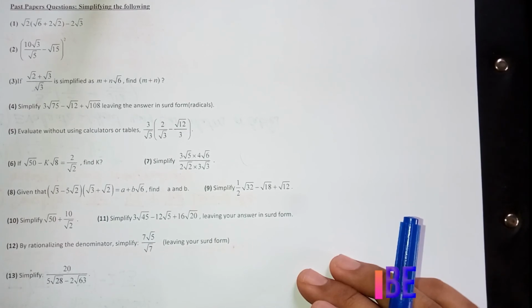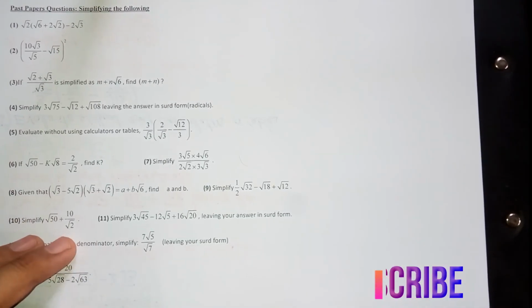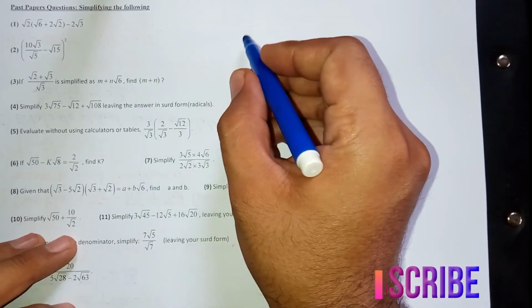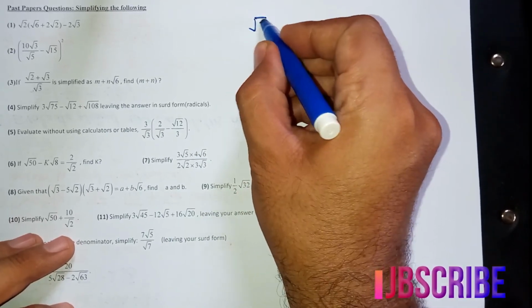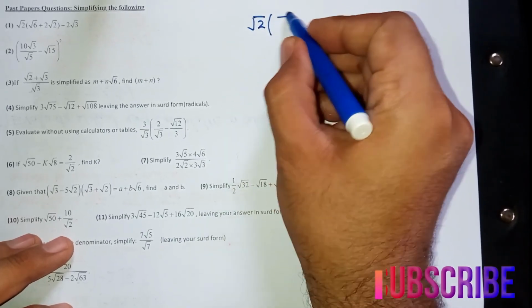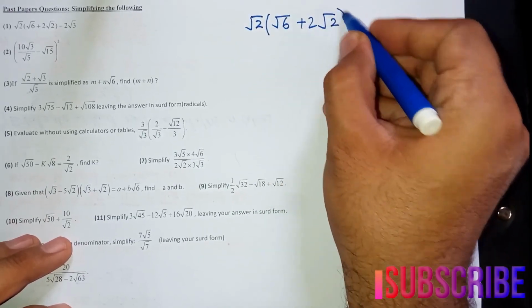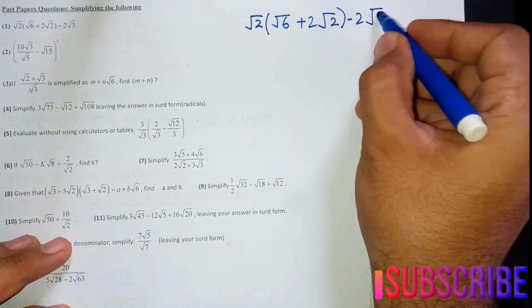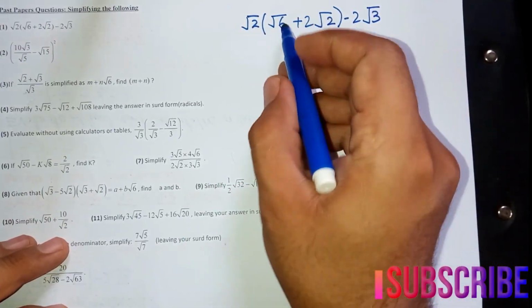The first one is square root 2 open bracket square root 6 plus 2 square root 2 minus 2 square root 3. For this one I will do the solution over here on one side. Square root 2 times the bracket: square root 6 plus 2 square root 2 minus 2 square root 3. We would like to multiply this square root 2 with both of these terms.